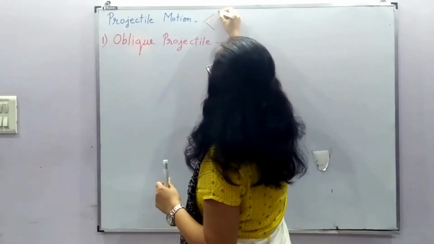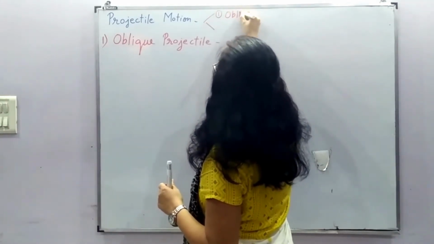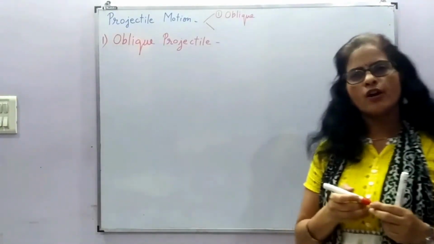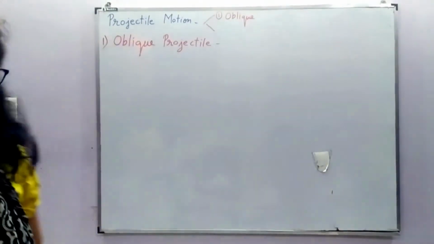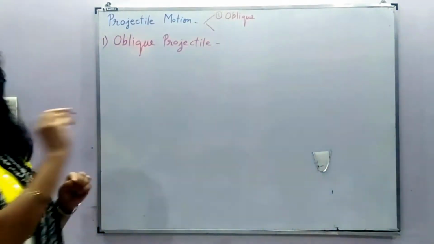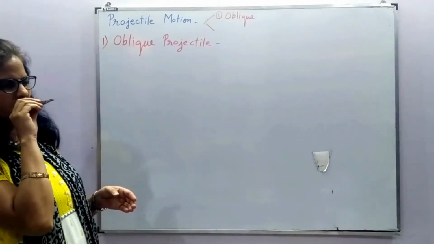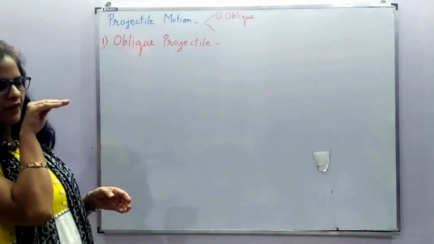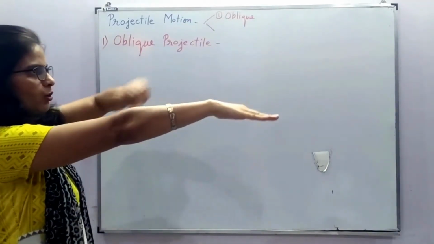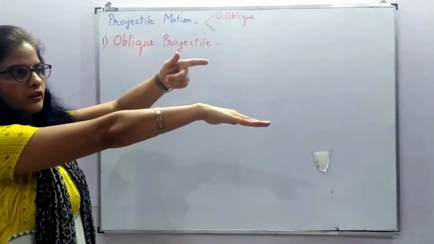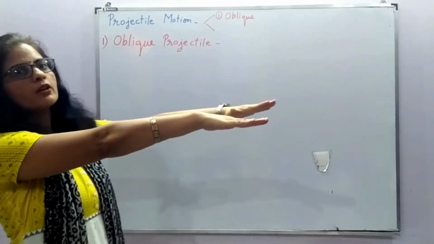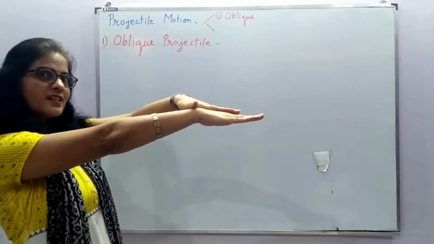So these are the two kinds. First is oblique, which I just gave you a demo of. Second is the horizontal projectile. Horizontal projectile is, suppose I want to throw an object in just horizontal direction. So I am throwing this in horizontal direction. I have not thrown it at some angle with the horizontal. So this kind of projectile is called horizontal projectile because the angle with the horizontal is 0.